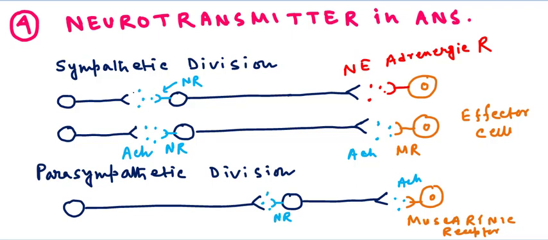You know that in the sympathetic and the parasympathetic division, there are two neurons between the central nervous system and the effector. The first is the preganglionic neuron, and the second is the postganglionic neuron. In the sympathetic division, the preganglionic neurons are short and the postganglionic neurons are long, and in the parasympathetic division, the preganglionic neurons are long and the postganglionic neurons are short. But in both divisions, the preganglionic neuron secretes acetylcholine as the neurotransmitter.